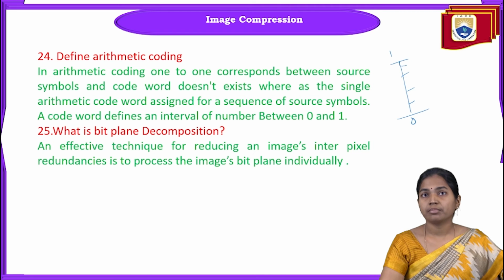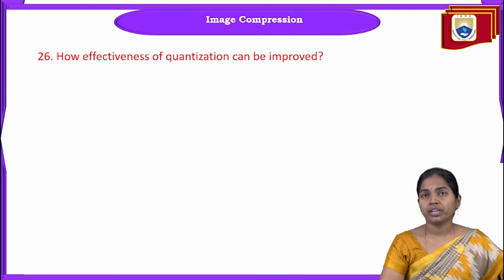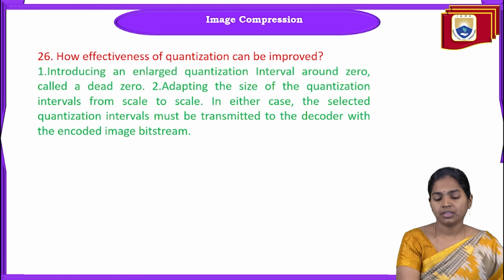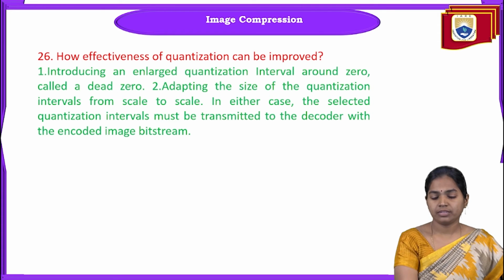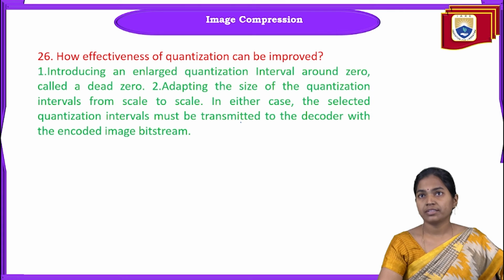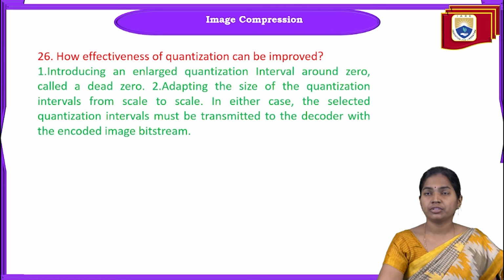What is bitplane decomposition? An effective technique for reducing an image's interpixel redundancies is to process the image's bitplanes individually. How can the effectiveness of quantization be improved? First, by introducing an enlarged quantization interval around 0 called a dead zone, and second, by adapting the size of the quantization intervals from scale to scale. In either case, the selected quantization intervals must be transmitted to the decoder with the encoded image bit stream.